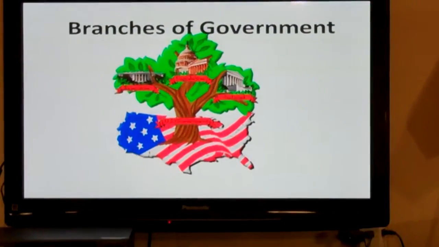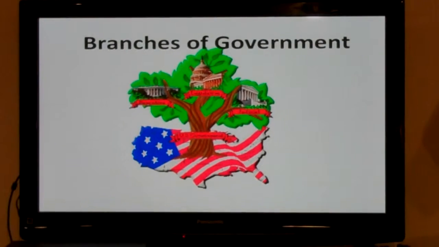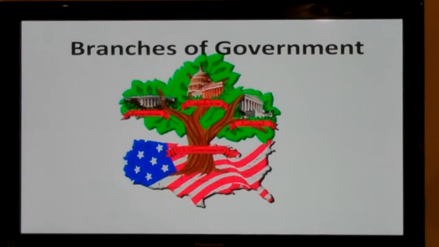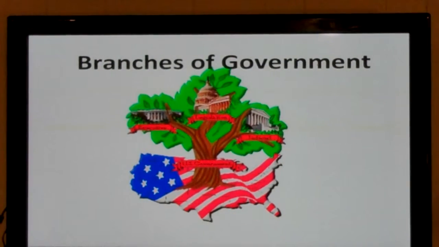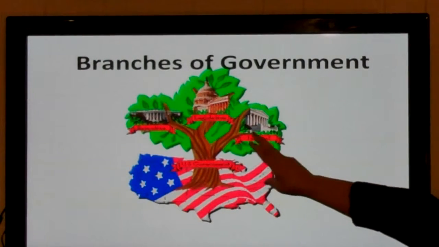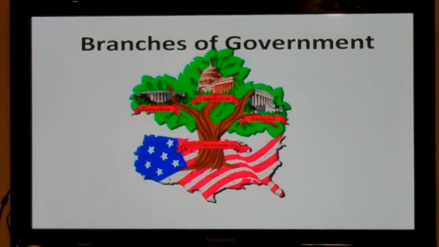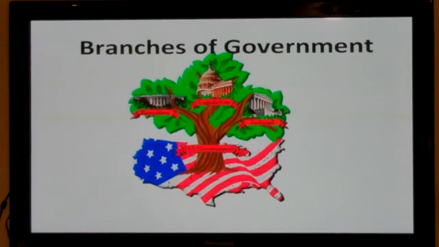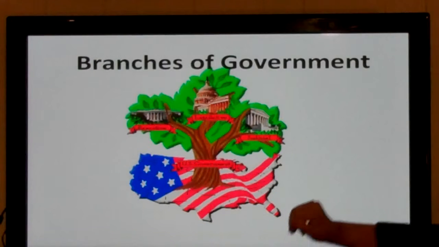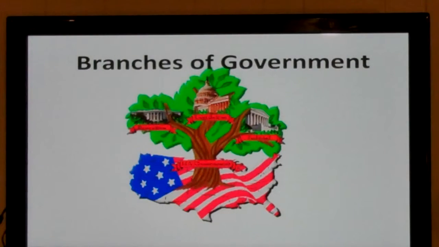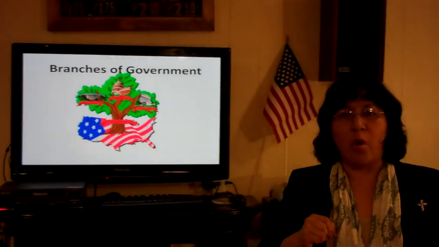And tonight we're going to be talking about the branches of government. Now, when you hear branches, you think about a tree. So we have a symbol or some kind of icon that represents a tree with 3 branches. The branches that you see first, and you can also look in your paper if you cannot see the screen, are the executive branch, the legislative branch, and the judicial branch. Now those 3 branches are going to make our government.